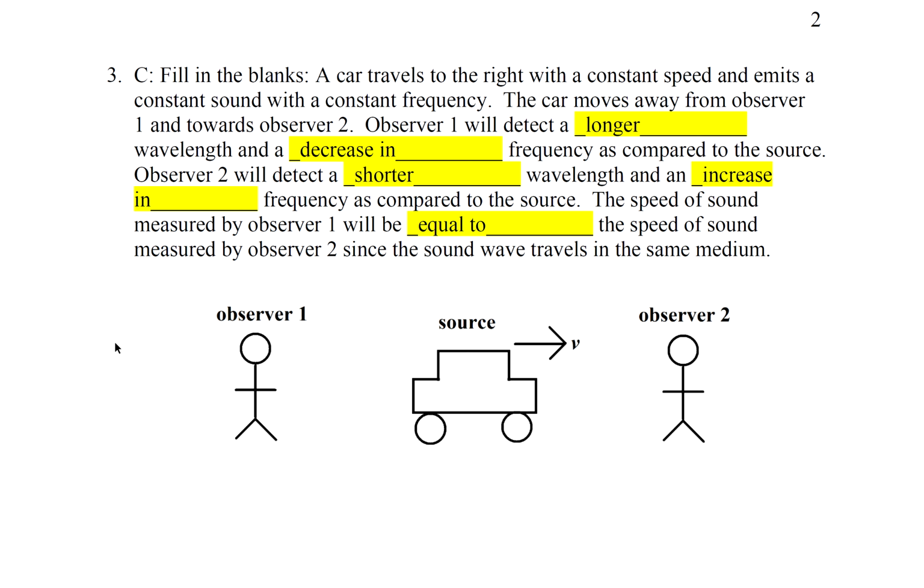Question 3. A car travels to the right with a constant speed and emits a constant sound with a constant frequency. The car moves away from observer 1 and towards observer 2. So observer 1 will detect a longer wavelength and a decrease in frequency as compared to the source. Observer 2 will detect a shorter wavelength and an increase in frequency as compared to the source. The speed of sound measured by observer 1 will be equal to the speed of sound measured by observer 2, since the sound wave travels in the same medium.